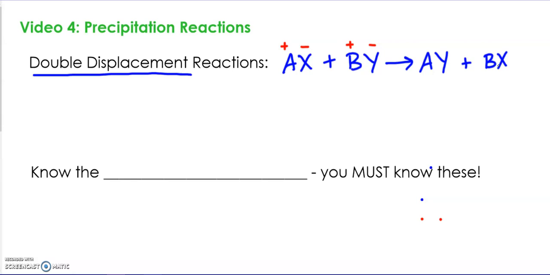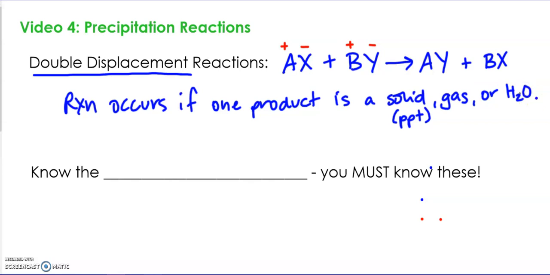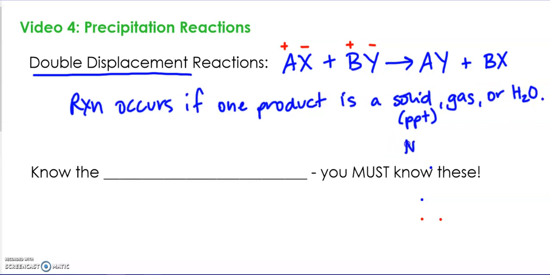So one last thing to remember is that these don't necessarily always react. So a reaction occurs if one product is a solid, so that would be the precipitate, a gas, or water, like liquid water. If you don't see any of that, then we just write, if you remember, NR for no reaction.